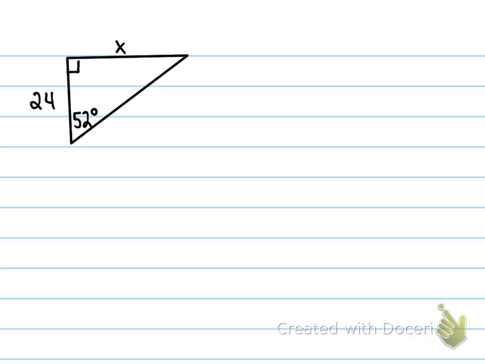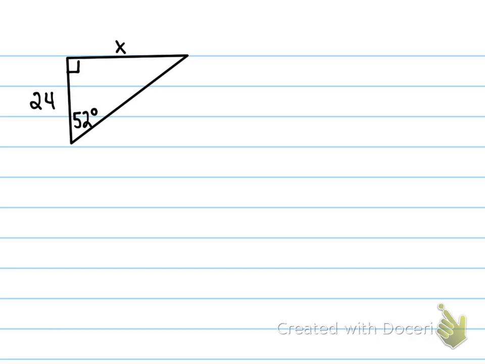So what do you know about the side lengths as they relate to 52 degrees? Do you know opposite and hypotenuse? Do you know adjacent and hypotenuse? Do you know opposite and adjacent? How do the side lengths relate to that angle? 24, okay, let's look at 24. Is 24 opposite, adjacent, or hypotenuse? Adjacent, okay? And is X opposite, adjacent, or hypotenuse?